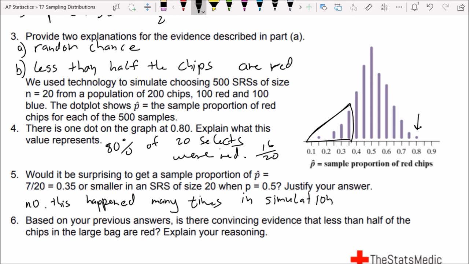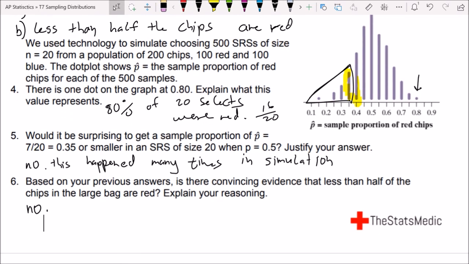So let's answer the final question then. Based on those answers, do we have convincing evidence that less than half of the chips in the large bag are red? No, we do not, because this outcome right here in our simulation is something that can happen. It's something that happens with some frequency. And so our answer is no. We're going to do this more quantitatively. Right now it's kind of like a gut feel. We're going to do this very quantitatively in the upcoming lessons and in the upcoming units.